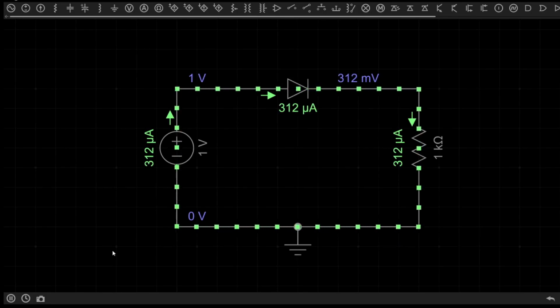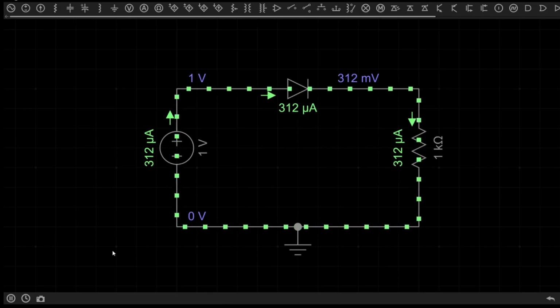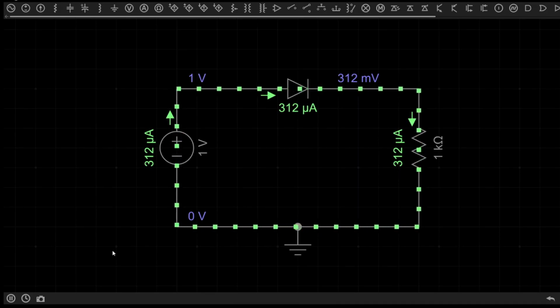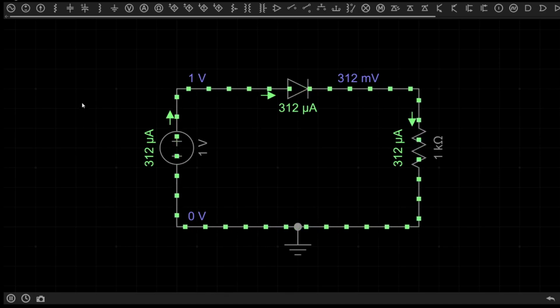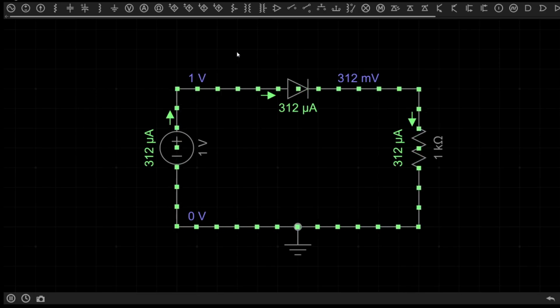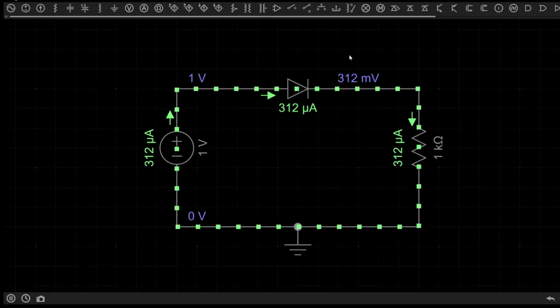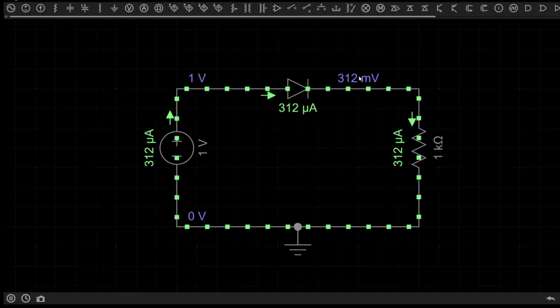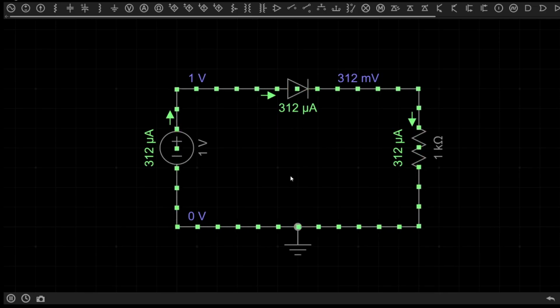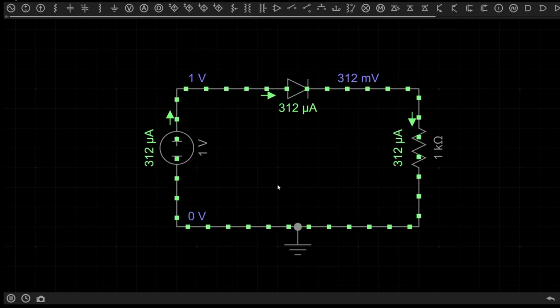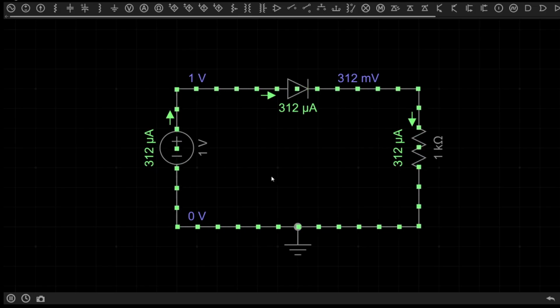If we look again at the circuit with the diode the correct way around, you might notice something strange. There is a difference of about 0.7 volts between before the diode and after the diode. This is because this model of a diode is attempting to simulate a real-world diode.